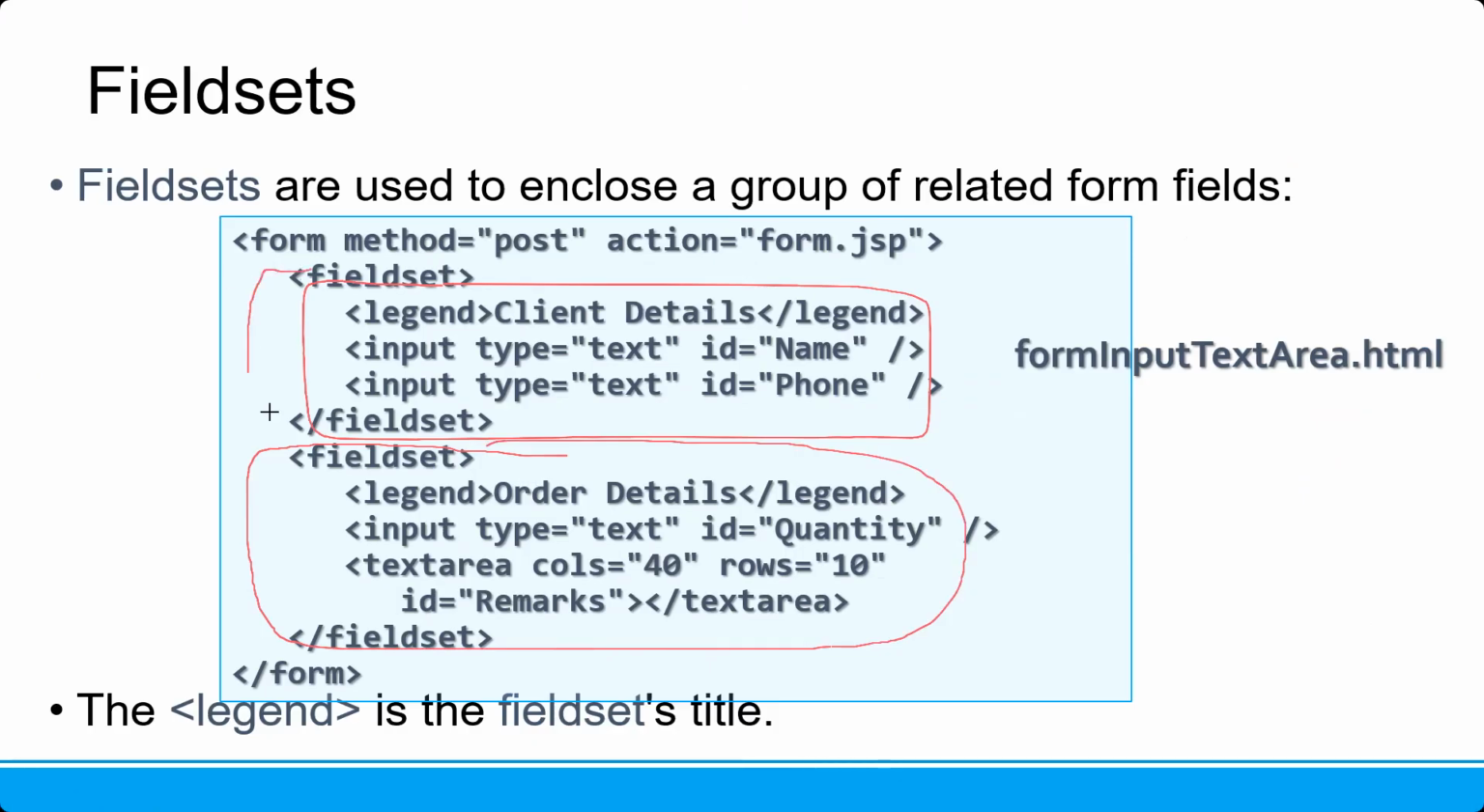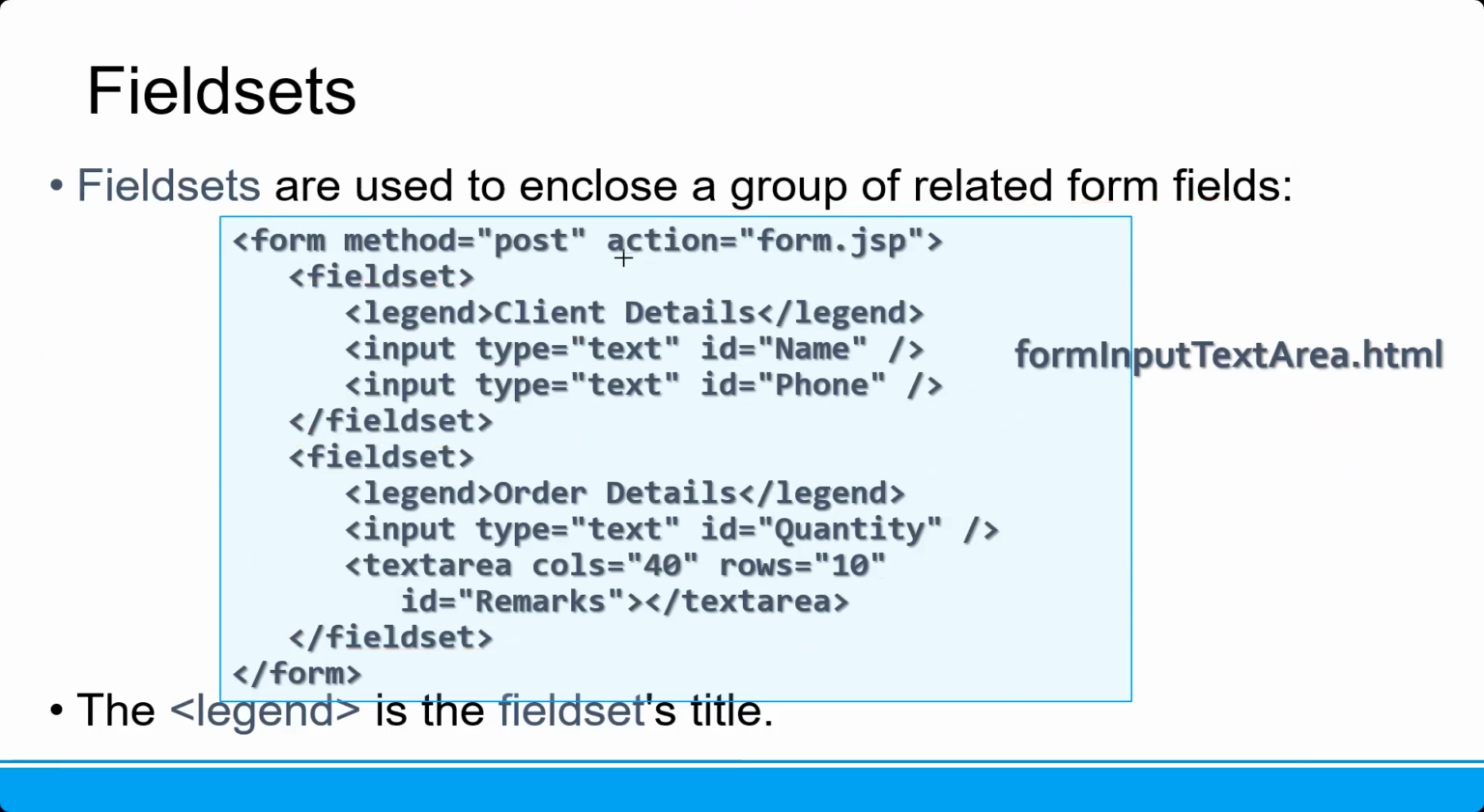The field set of the customer name or the client's name will be in the first set. The second set will be for the product details. Okay, so we call it the field sets. So field sets are used to enclose a group of related form fields.